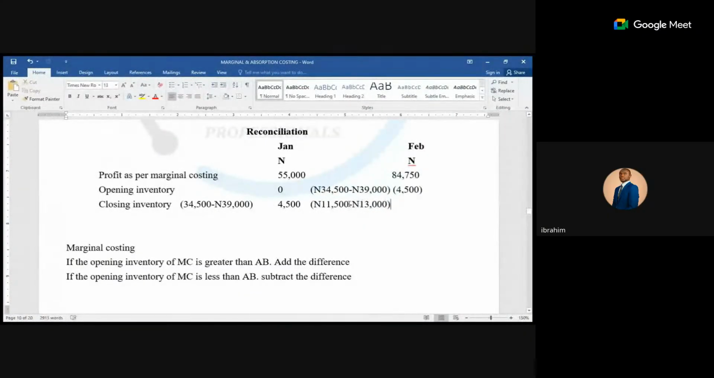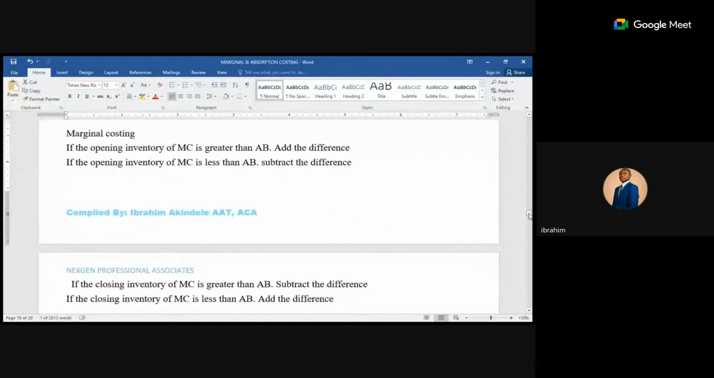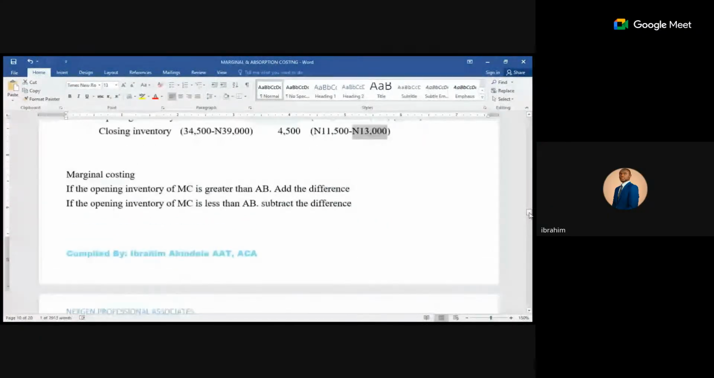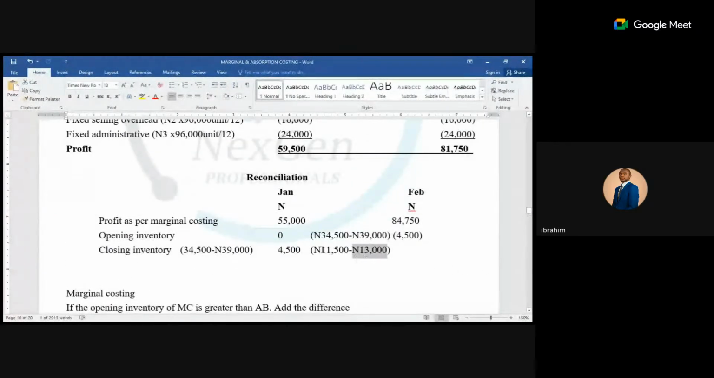Don't forget that this is marginal costing and this is absorption costing. And what is the principle? The principle says that if the closing inventory of marginal costing is greater than absorption costing, you subtract the difference. When you look at it, it is not greater.